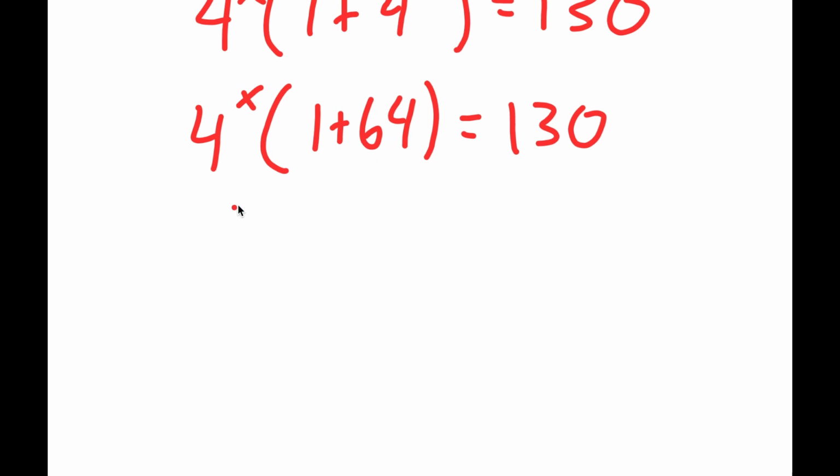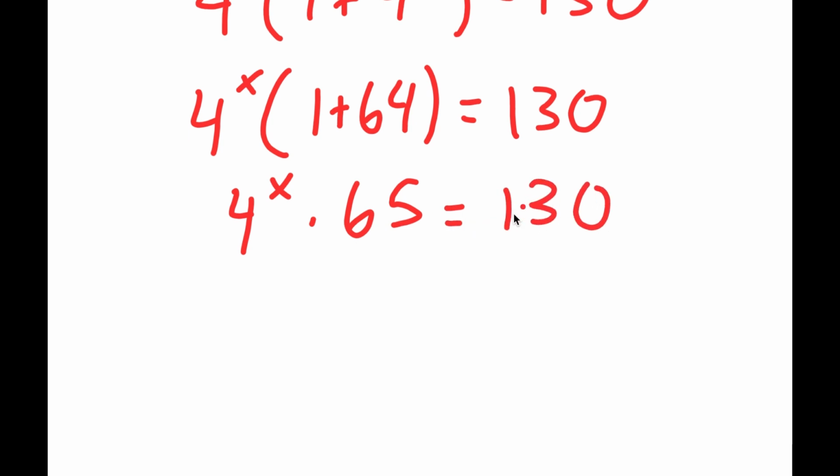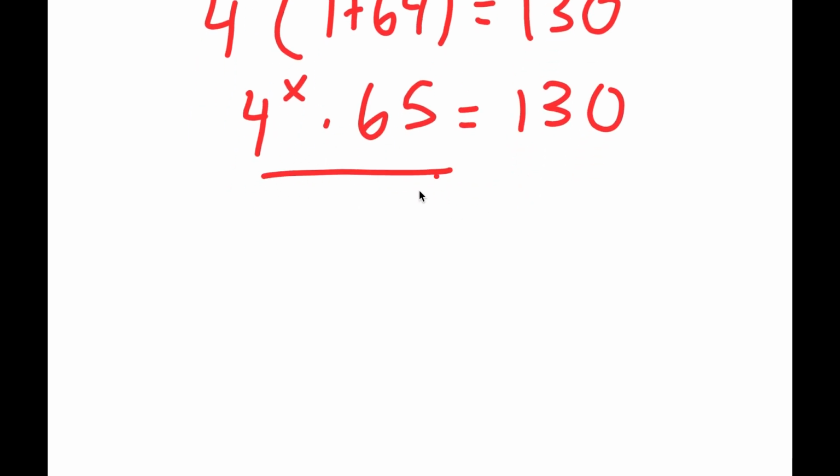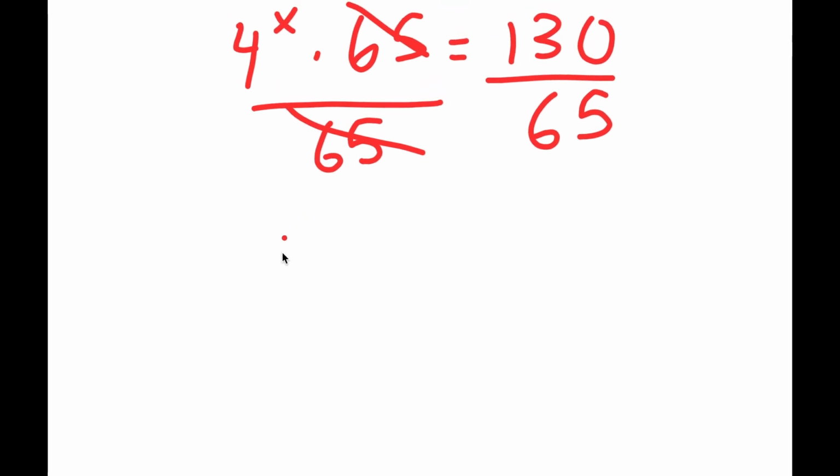And 1 plus 64 is 65. So I have 4^x times 65 is equal to 130. And now if I divide both sides by 65, I get 4^x is equal to 2.